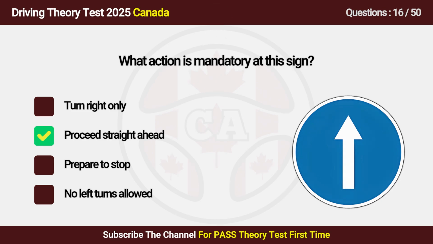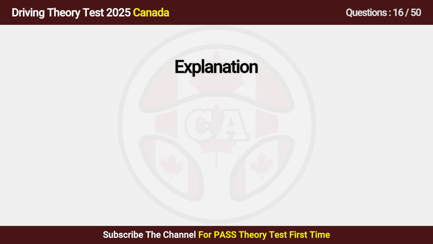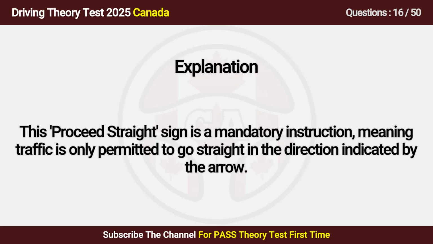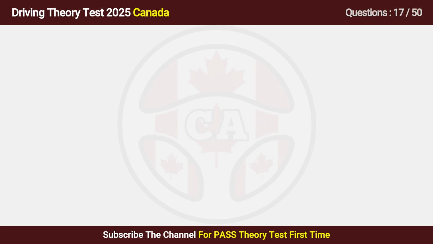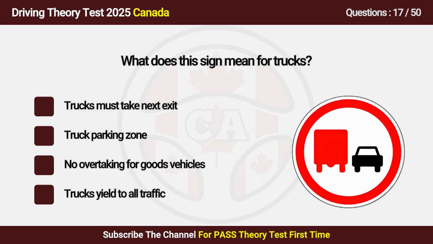Answer is B. Proceed straight ahead. This proceed straight sign is a mandatory instruction, meaning traffic is only permitted to go straight in the direction indicated by the arrow. Question 17. What does this sign mean for trucks?